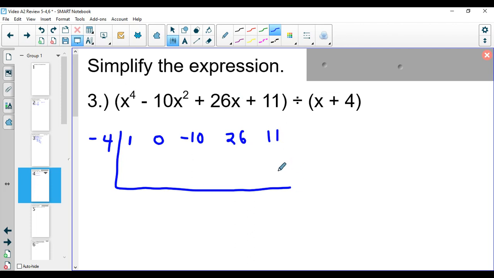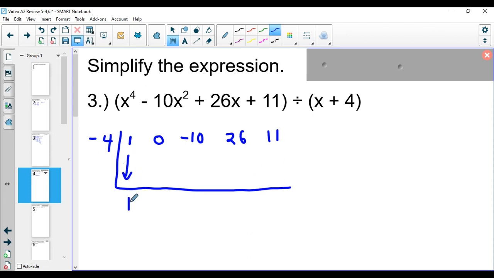We just bring it down. It's really, really critical that we noticed this, that 0 for the coefficient of x to the third, because there is no x to the third here. That's really important. So whenever you're going to use synthetic division, make sure you look to see if there are any missing terms. So we bring down the 1.